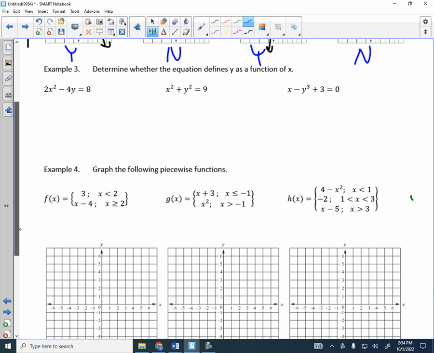2 more things we have to do. We have to determine if these are functions just by looking at them, and then we need to graph piecewise functions. So it says determine whether the equation defines y as a function of x. And so what I want you to do is just take 10 seconds, guess whether or not these 3 are functions. Each one, yes or no. Quick, write something on top. Make your guess.